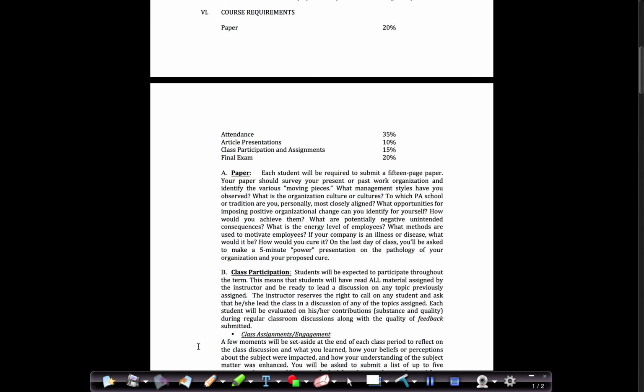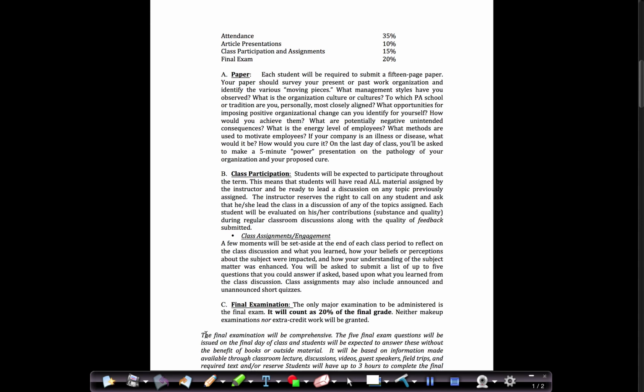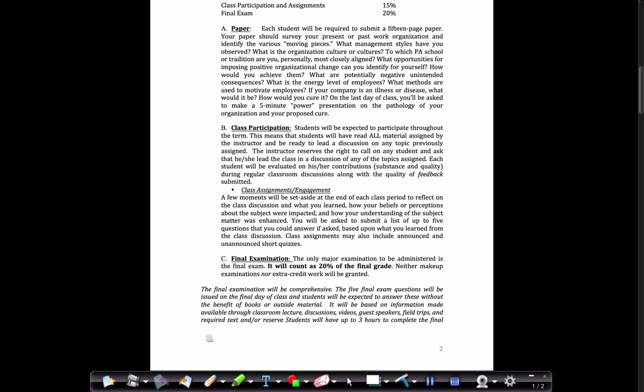Article presentations will be 10% of your course grade. Class participation and any assignments that are given, including the pop quizzes or the 5 exams that we'll have, 5 short exams that will cover the first 5 sections and definitions and names of articles and so on, that's going to be 15% of your grade, and then the final exam will count the same as the paper at 20% of your grade. Please note that as far as your paper is concerned, each student will be required to submit a 15-page paper. I'll be looking for you to use APA format.